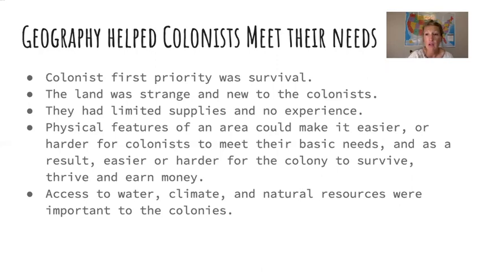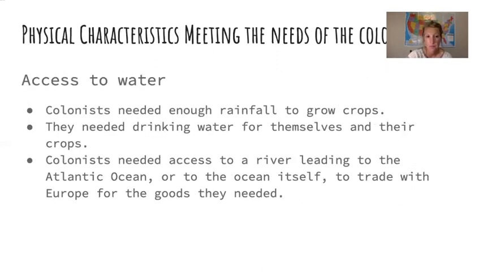Access to water, the climate, and natural resources were important to the colonies. Access to water: colonists needed enough rainfall to grow crops. They also needed drinking water for themselves, and water for crops. Colonists needed access to a river leading to the Atlantic Ocean, or to the ocean itself, to trade with Europe for the goods they needed. They couldn't grow or make everything they needed, so they needed access to water so that they could trade with other people.